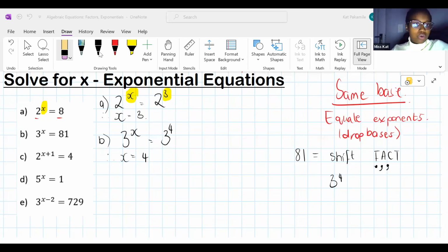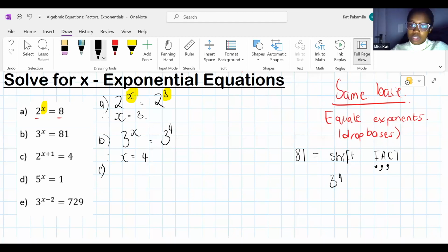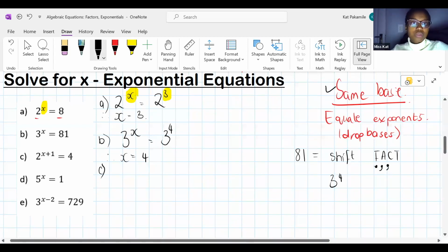There we go. Okay, now let's go to C. Do not freak out because the exponents look different. Let's start with same base. We leave this 2 to the power of x plus 1 there, equals. How do I rewrite 4? Remember, I want the same base on both sides. That means I want a base of 2 on both sides. So what am I going to write on the right-hand side?